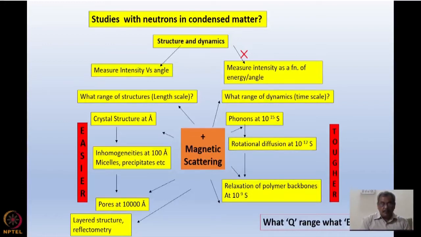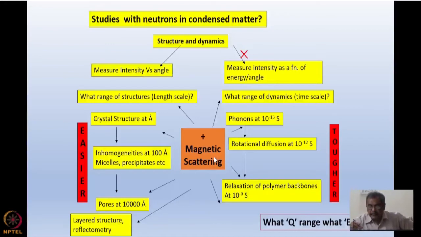And also under the same category of studies, we have thin films, where we can understand layered structures, that means their thickness, interface roughness, through reflectometry. Reflectometry can be done using neutrons and x-rays both, but importantly, because neutrons are sensitive to magnetic moment, for all these techniques which I mentioned here, an overlaying feature is the magnetic scattering of neutrons.